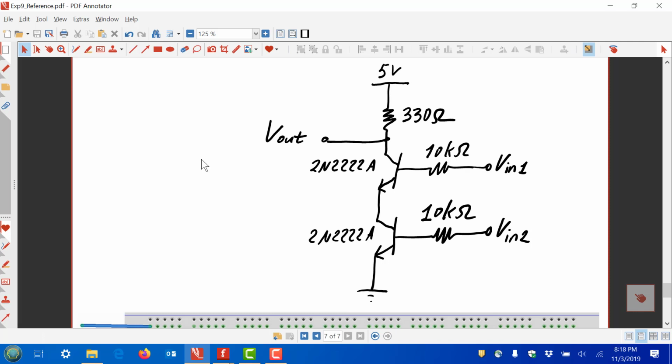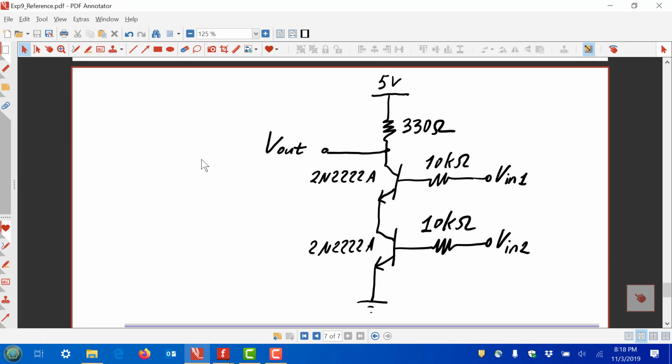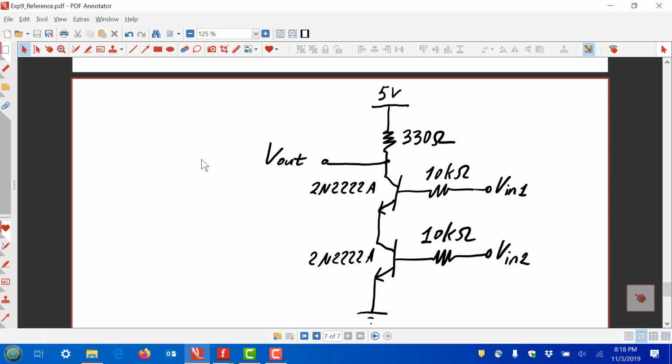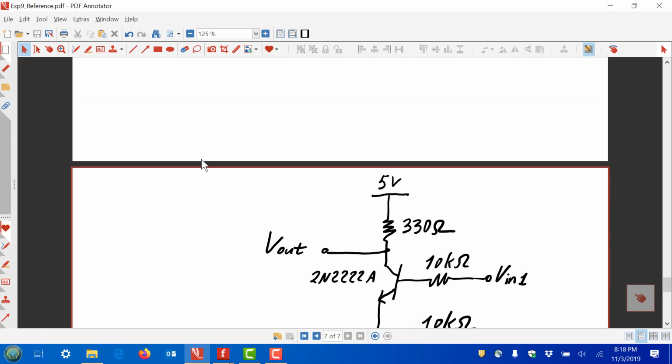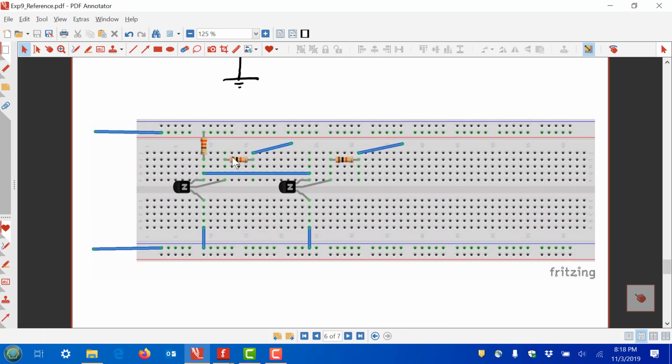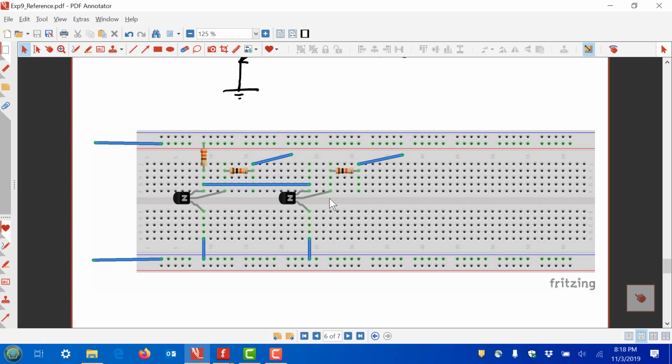So I hope this is useful. I'm going to put this reference up, and I'm going to put the video up very, very soon. There is really not much to it because once you build one, the other ones are very, very close. But I'm going to include these diagrams for your reference.